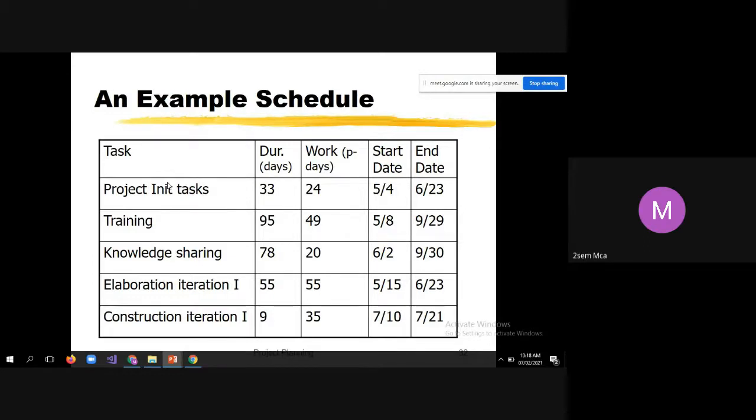In industry, they call it KT sessions. KT means knowledge transfer sessions.